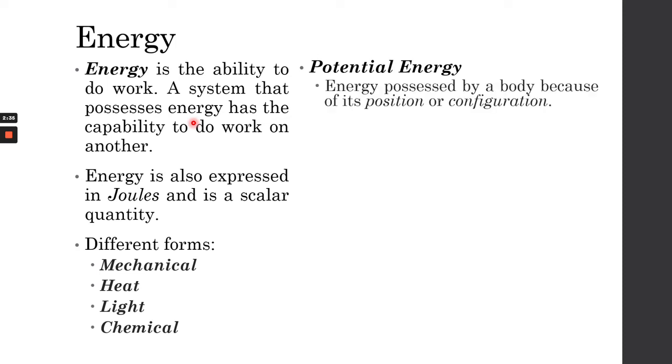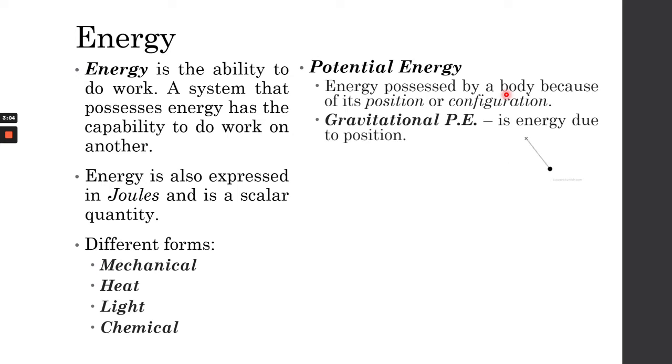Potential energy is basically the energy that can be possessed by a body because of its position or configuration. What do we mean by that? Potential energy can be classified as energy possessed by the body depending on its position or its configuration. An example of this is gravitational potential energy. Gravitational potential energy is energy due to the position of an object.